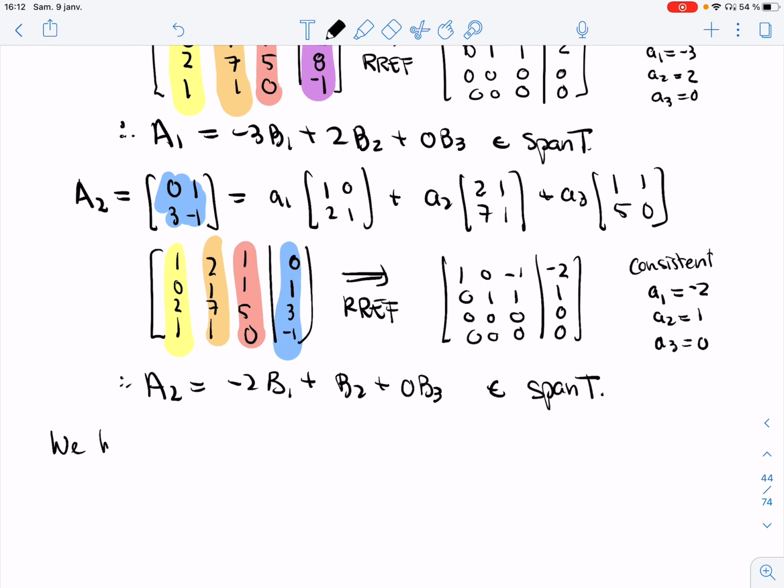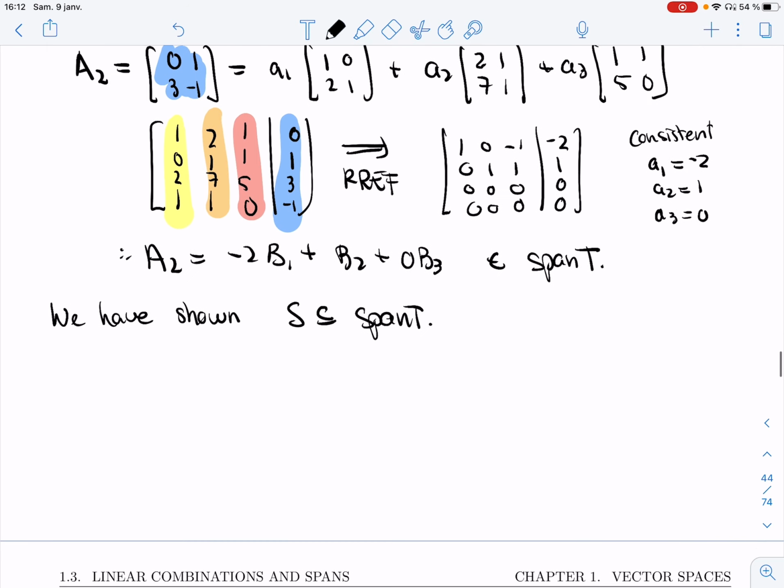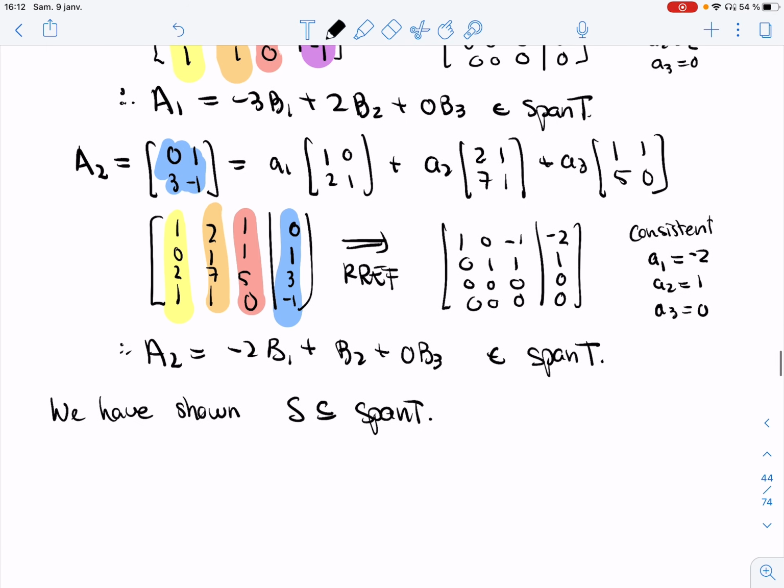All right, so we have shown that both elements of S are in span of T, so S is a subset of a span of T. Let me give you a trick. I mean, you're going to need to do something like this on the assignment, and so you can actually solve both at once.